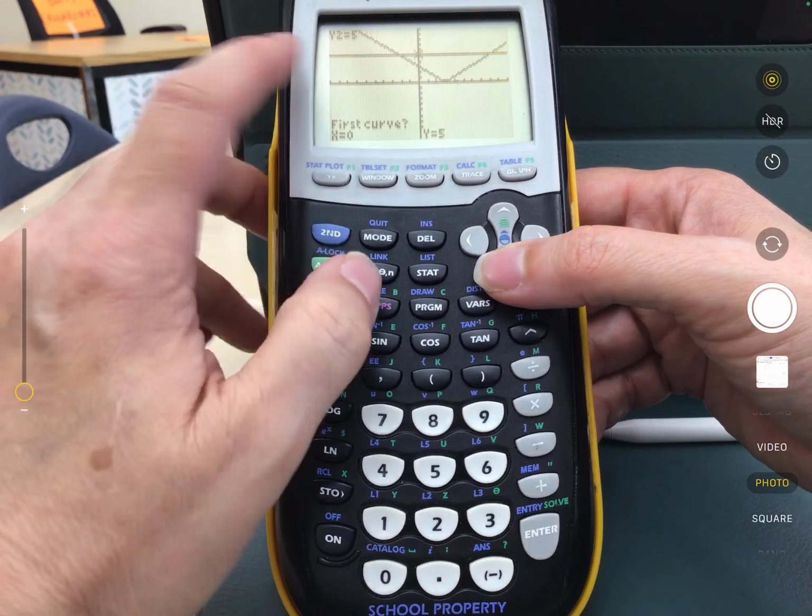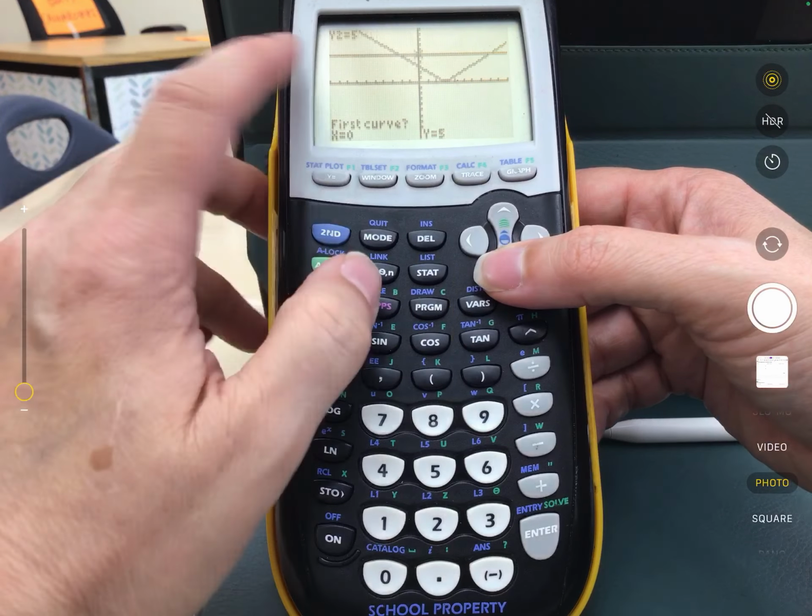So that means that when I hit the arrow down or up key, I am back at y1. So for us, we want the intersection of y1. So I'm going to hit enter. And then it picks what is the second curve. I want it to be y2. If I didn't want it to be y2, I would use the arrow up and down key. In our case, we only have 2 functions, so it's gonna be y2.